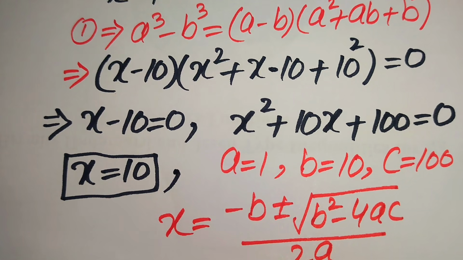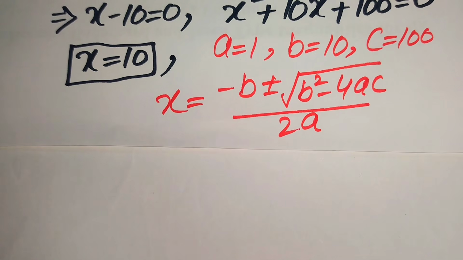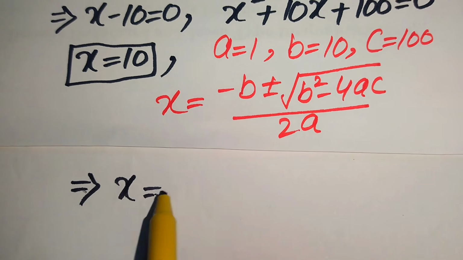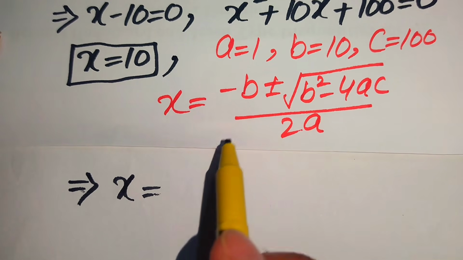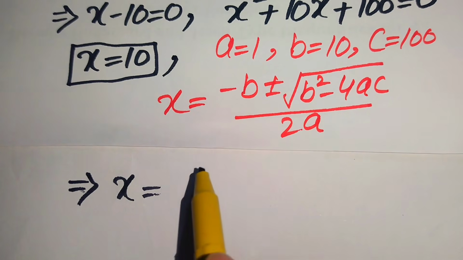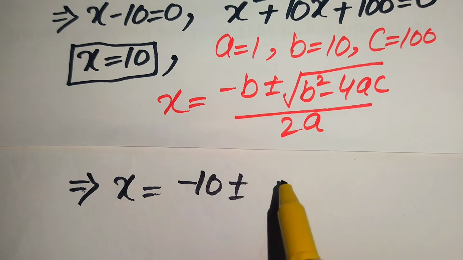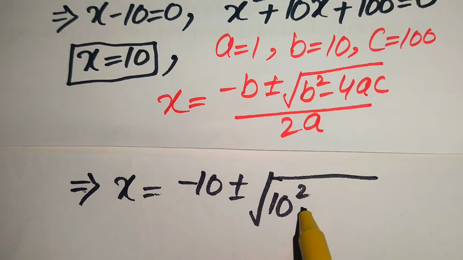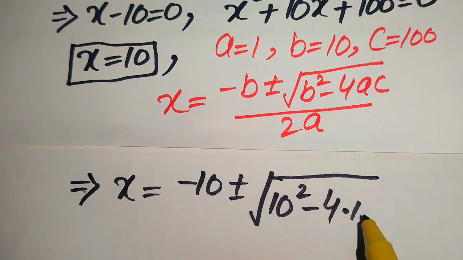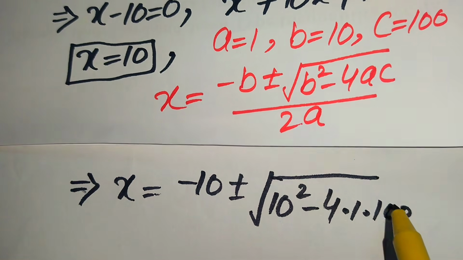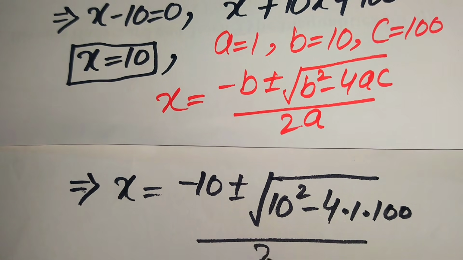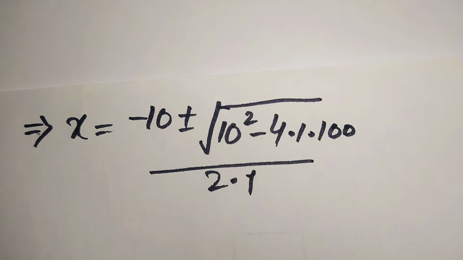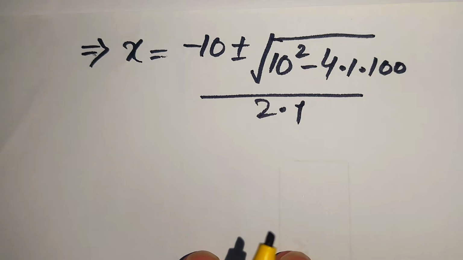This is our quadratic formula, and here we substitute all the values of a, b and c, and we obtain the remaining terms in this form. x = -b, where b is 10, so -10, plus or minus the square root of b^2, where b is 10 squared, minus 4 times a, which is 1, and c, which is 100, divided by 2 times a, and here our a is equal to 1. So here we need more simplifications.